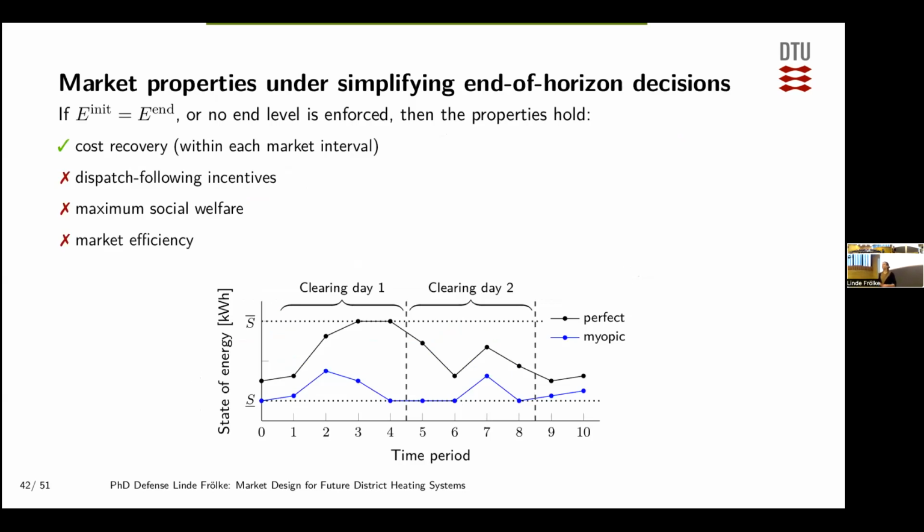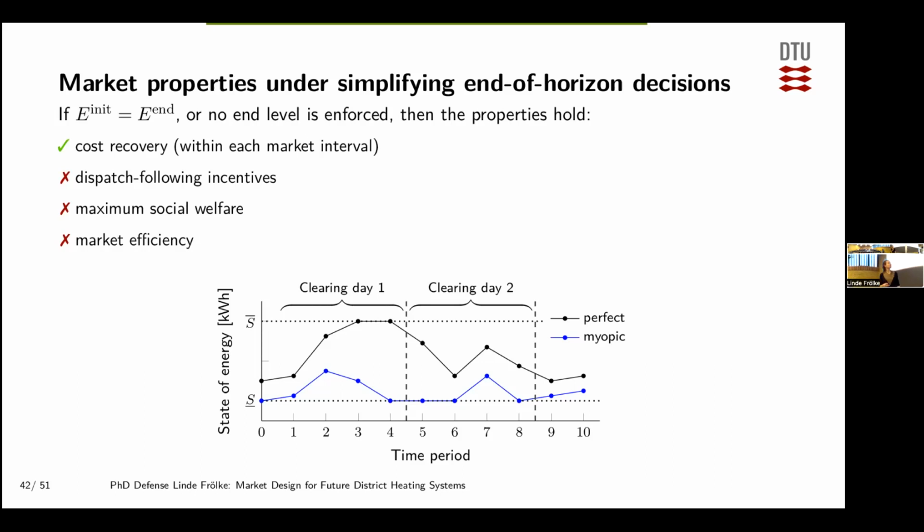The first thing we did was to analyze the market properties under these two simplifying assumptions. We found that an advantage of doing this is that cost recovery is ensured for all market participants, even within each market interval. However, dispatch following incentives and maximum social welfare are not guaranteed.